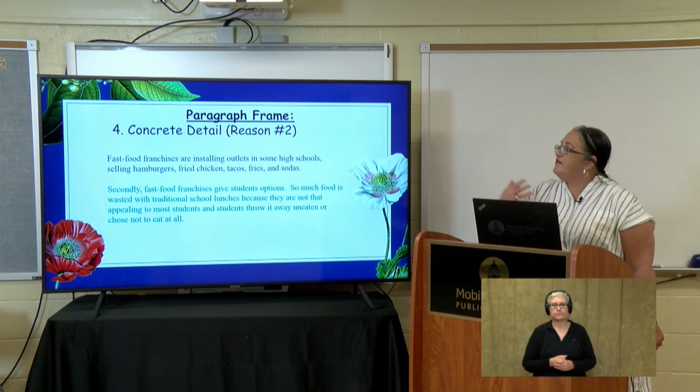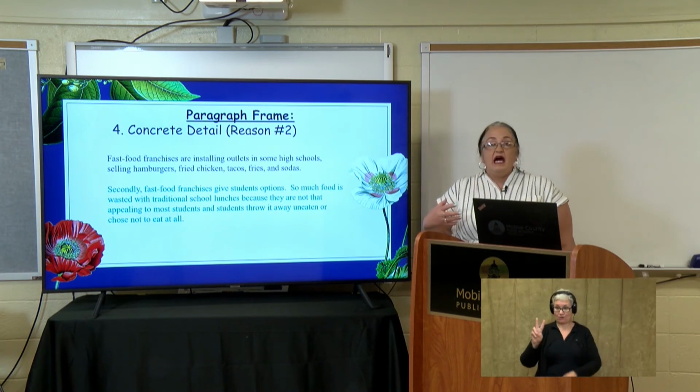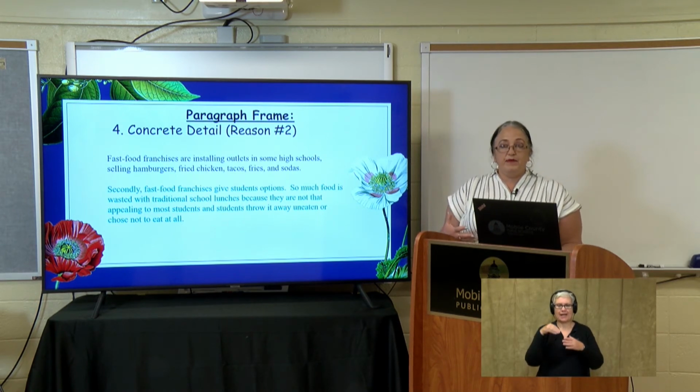All right, concrete detail number 2. I looked at what was in that particular paragraph, and then I thought about it, well, dang, that first sentence could be important also.